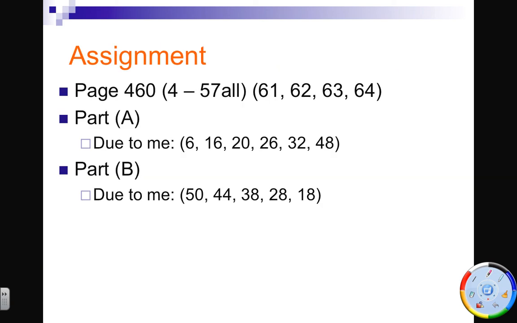All right, so here's an assignment. We have a two-part assignment. Notice I give you a ton of problems, 4 through 57 all, and then those 4 extra ones at the end. Some of them are fast, some of them take a while. I think what I give you here is 11 different problems to do that are due to me in 2 different parts. I would suggest doing more than just those 11.